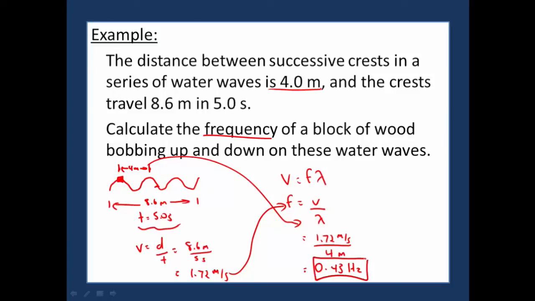In this case, we were able to use a little uniform kinematics as well as our new universal wave equation, and from that we could actually find out just how often it's bobbing up and down. It only goes through 0.43 cycles per second. So there you go, my friends. We've got the beginnings of an understanding of what waves are all about. We've talked about 3 different types of mechanical waves and a couple of equations. Super important stuff. Get to those questions, and we'll see you again.